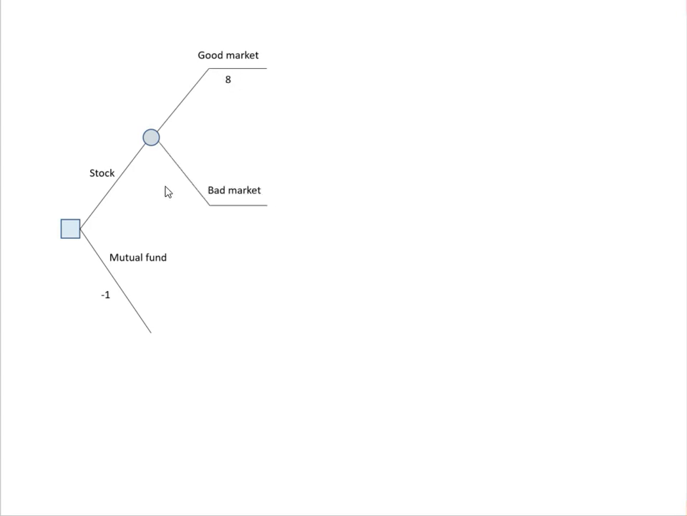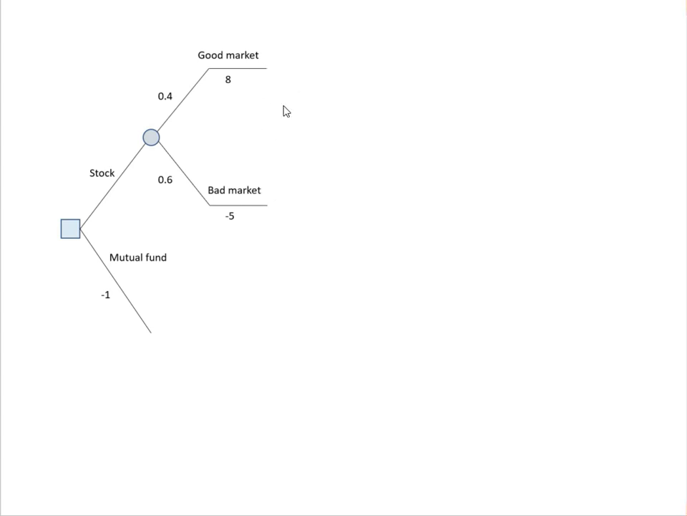The other outcome is a bad market. In that case, your stock value goes down by 5. So I'm going to put -5 here to remind myself the value goes down. Also, whenever you have an uncertainty, you need to provide the probabilities for each possible outcome. For the good market, the probability is 0.4, so I'm going to write 0.4 here. There are only 2 outcomes, so the probability for the other outcome is 1 minus 0.4, therefore 0.6 here.